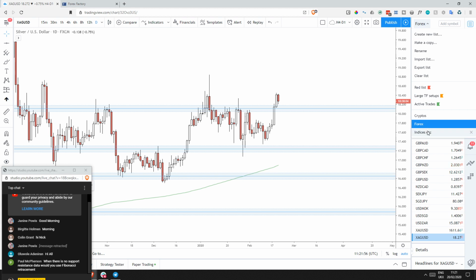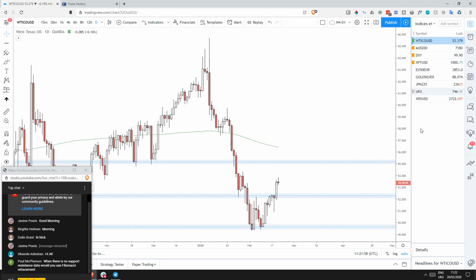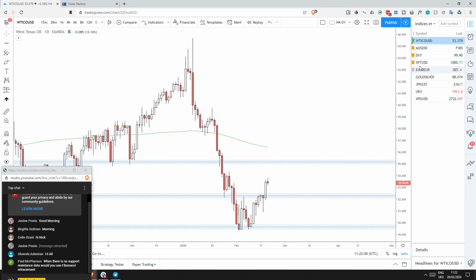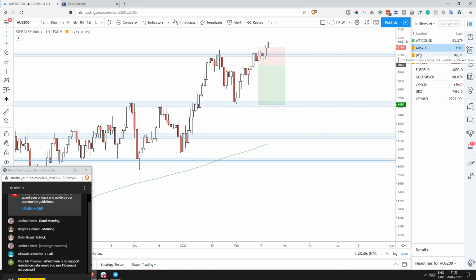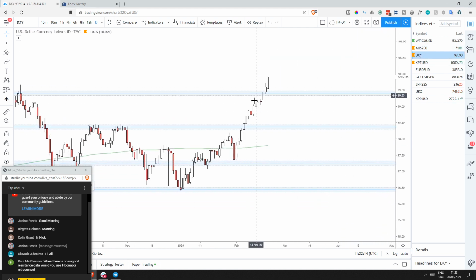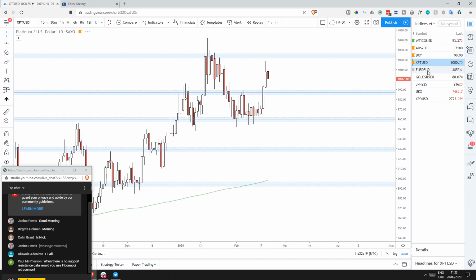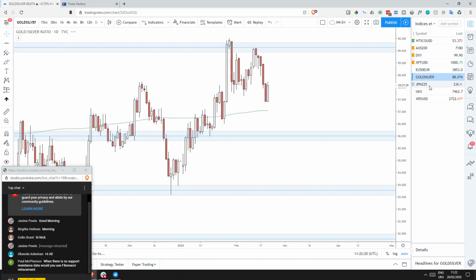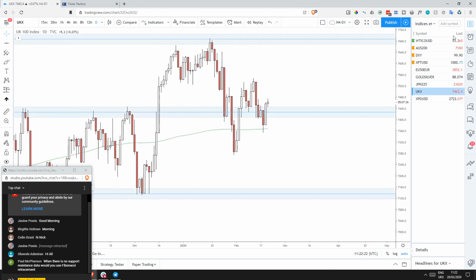Take a quick look at some other stuff. Alright, this one never went down, so that was never set up. DXY, we're looking to see if it stalled here, but it continued up. And nothing really going on these.